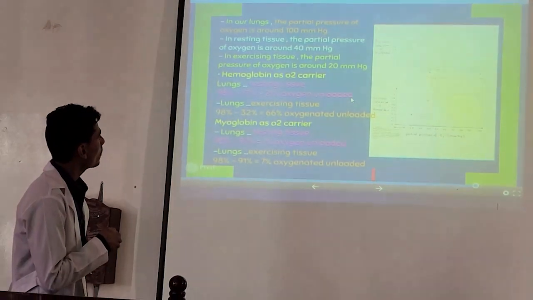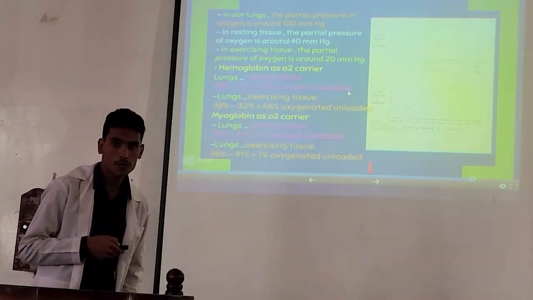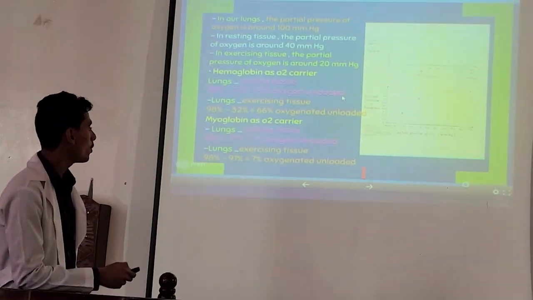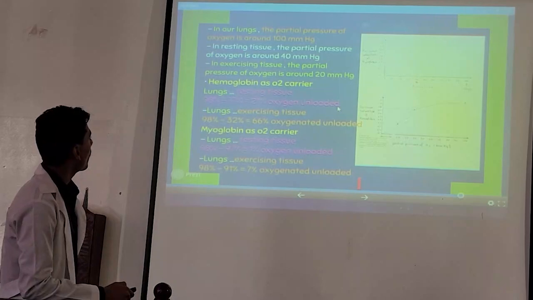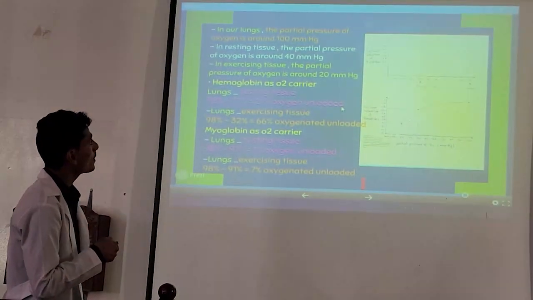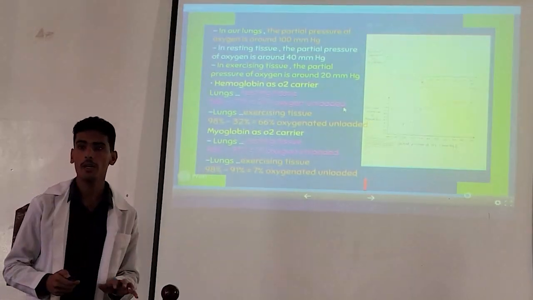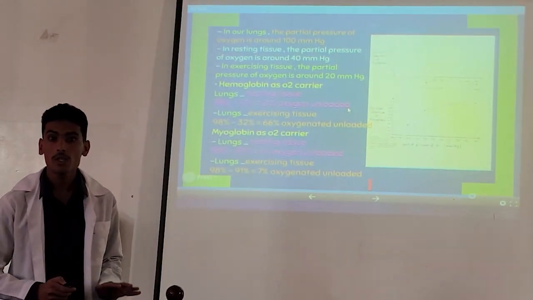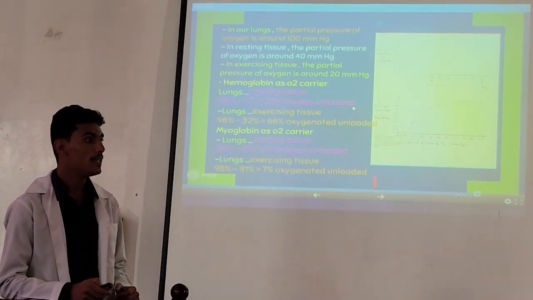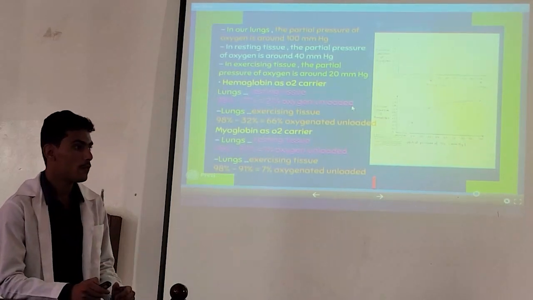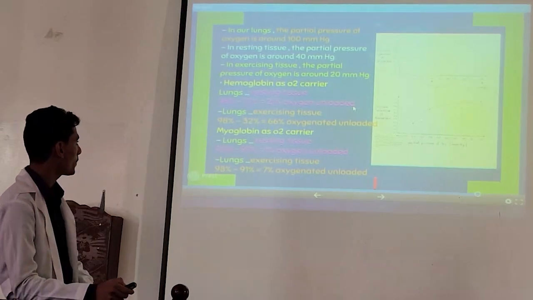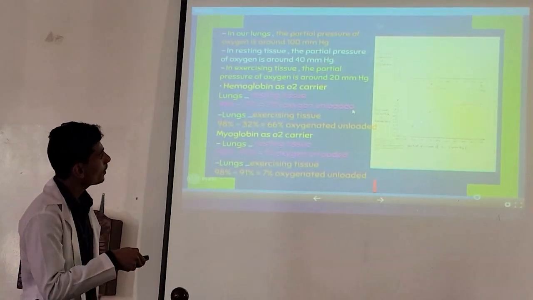Now, I want to compare the dissociation curves for myoglobin and hemoglobin, and explain why our body prefers hemoglobin as an oxygen carrier. There are 3 facts we should know before explaining these dissociation curves. In our lungs, the partial pressure of oxygen is about 100 millimeters of mercury. In resting tissue, the partial pressure of oxygen is about 40 millimeters of mercury. And in exercising tissue, if we are running or swimming, for example, the partial pressure of oxygen is 20 millimeters of mercury.